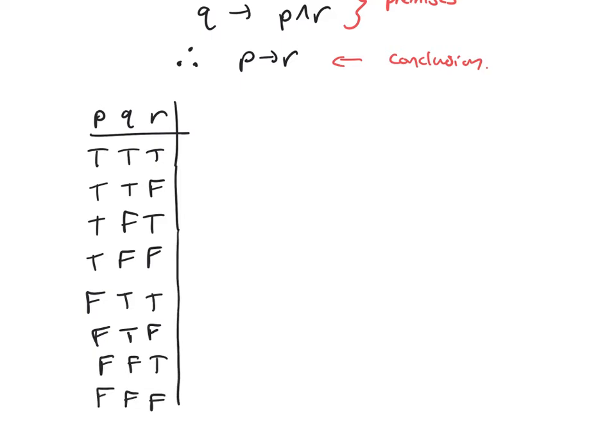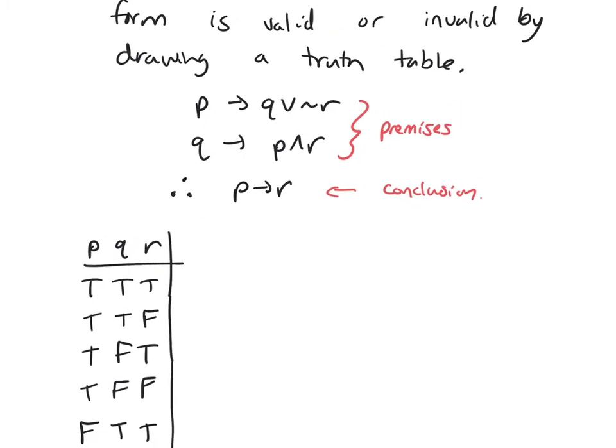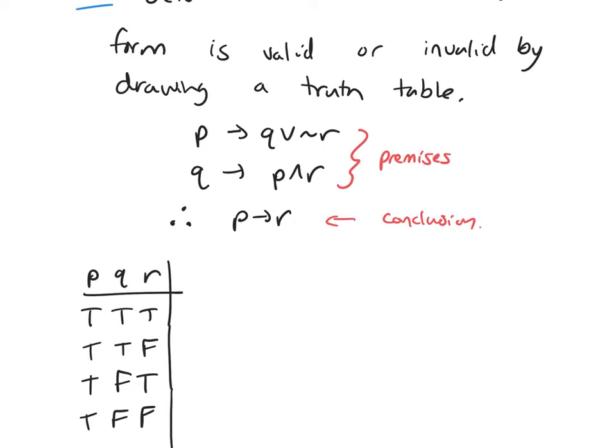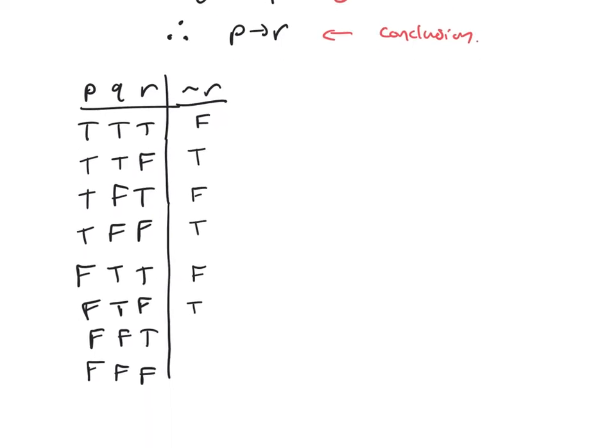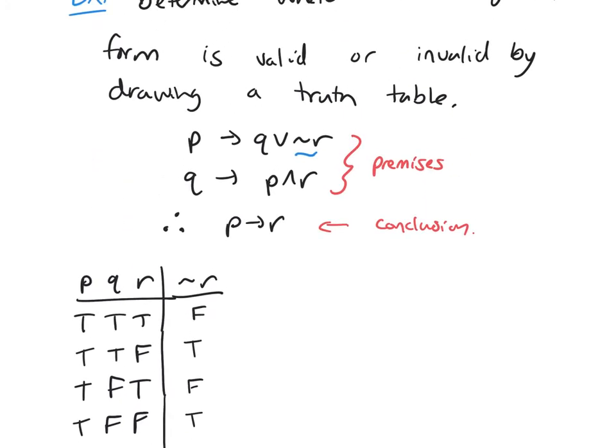Okay. So look back here. What things am I going to need in my truth table? Well, I'm going to need not R. So let's start there, not R. I flip all the entries in the R column. False, true.